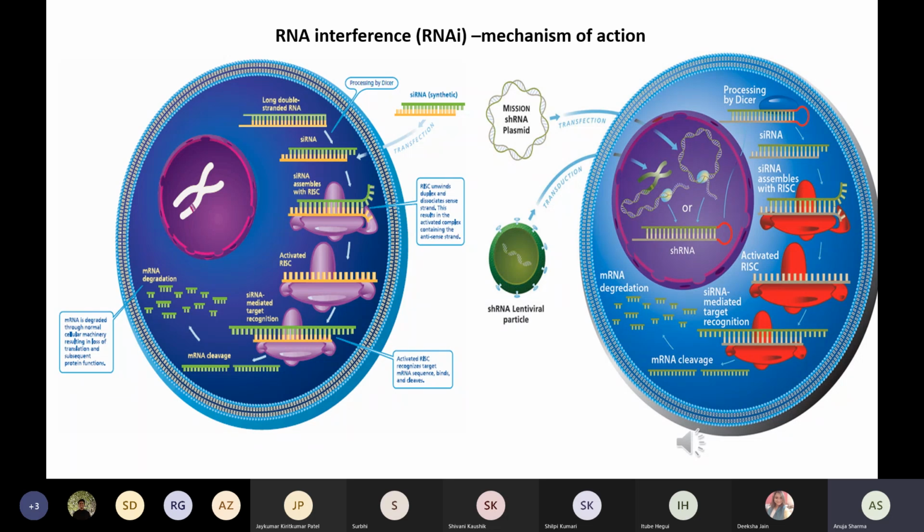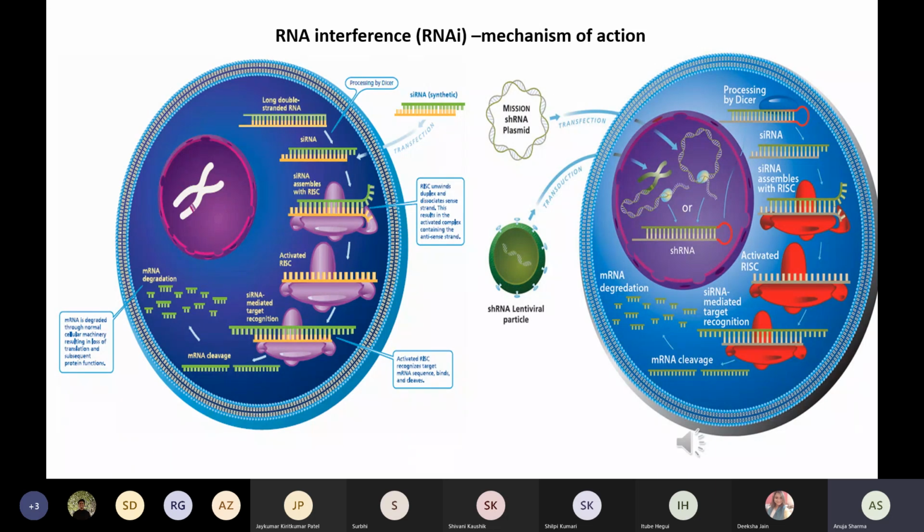Previously, I have mentioned that miRNA, shRNA, and siRNA play a central role in RNAi-based gene silencing. Here, our main focus is on siRNA and shRNA, and how they regulate specific gene expression. Now, we are going to study the mechanism of action for siRNA.